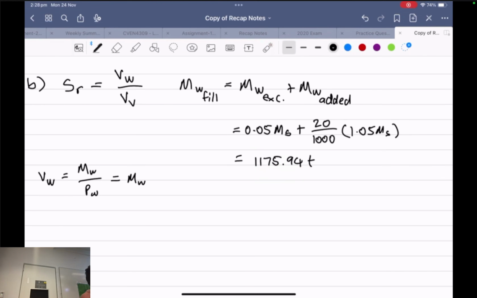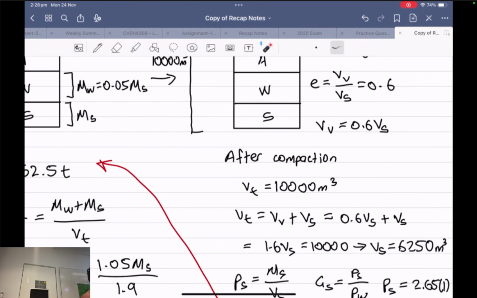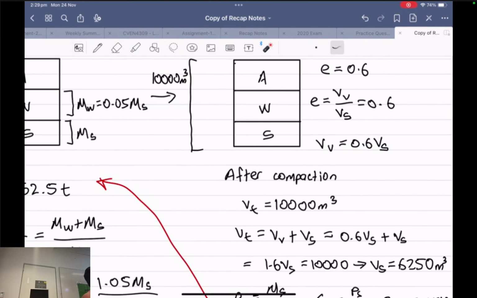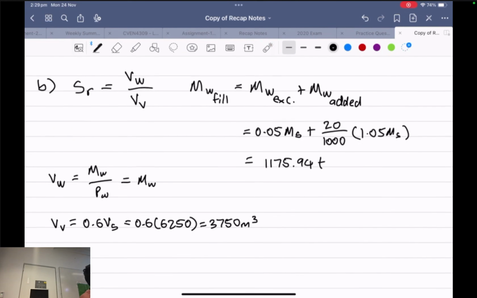Now we need to do the volume of void. So volume of void, we already got a relationship for this earlier. In the fill, the volume of void was equal to 0.6 Vs, which we derived from the void ratio. So volume of void is 0.6 Vs, and Vs in the fill was 6,250, so that's equal to 3,750 meters cubed.